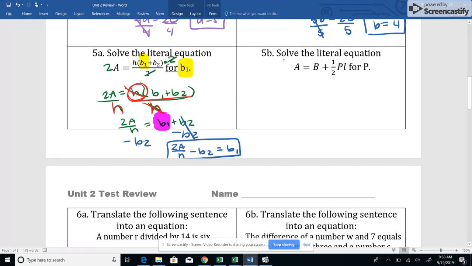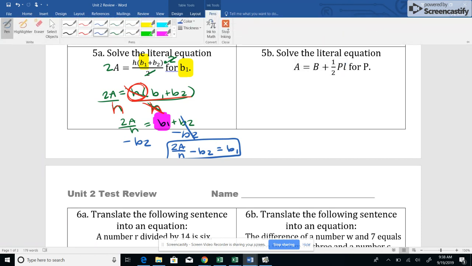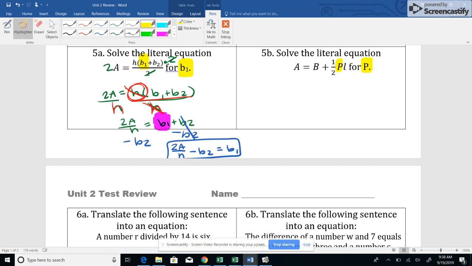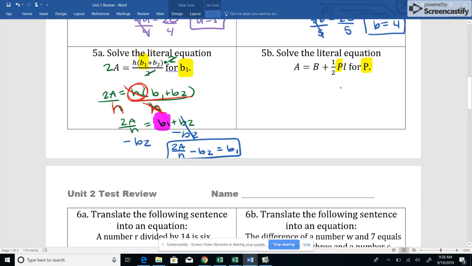5b. We have area is equal to big B plus half times P times L. So what I'm going to do is solve for P. So I'm solving for P. P is right here. All right. So again, just like I'm solving an equation, I've got to do order of operations backwards. So the first thing I see is a positive b, so I'm going to be subtracting b.